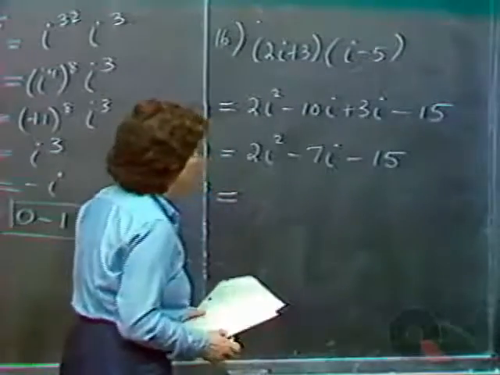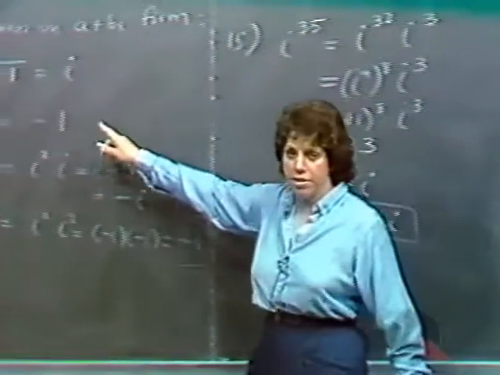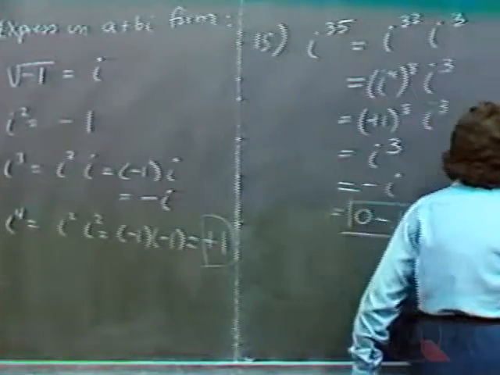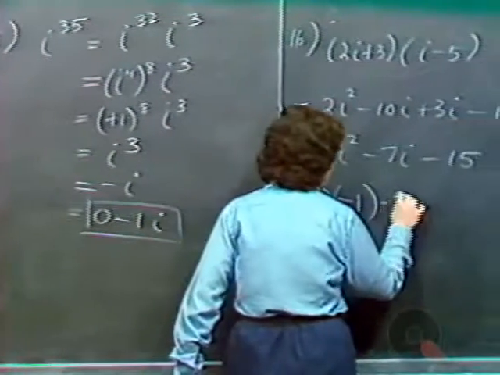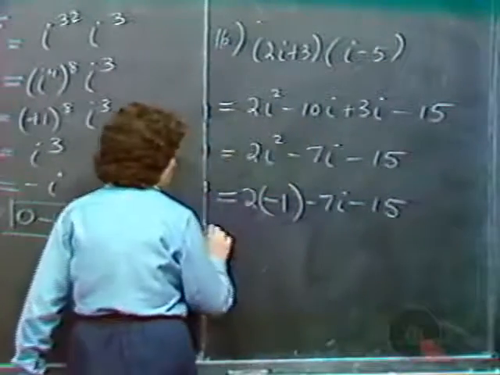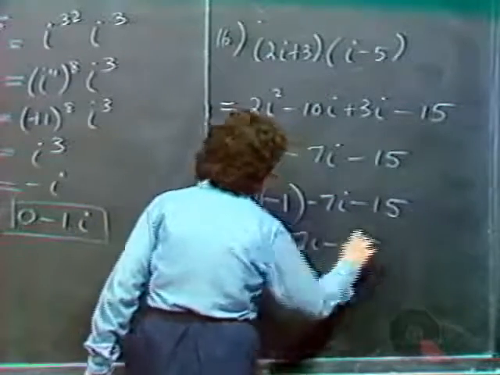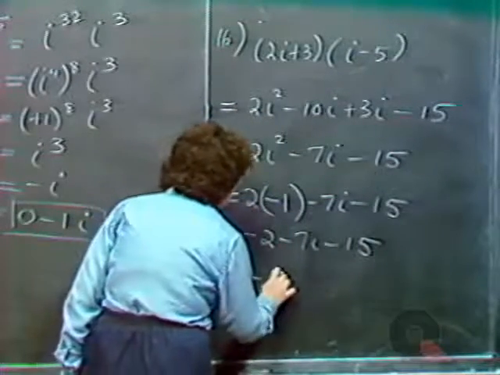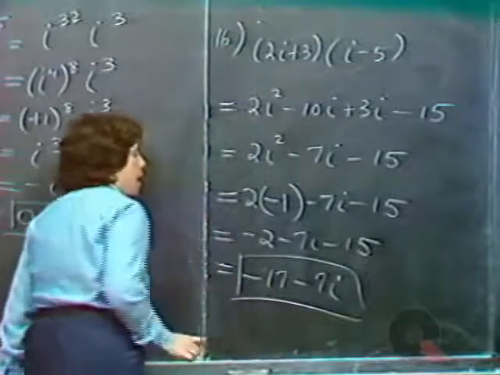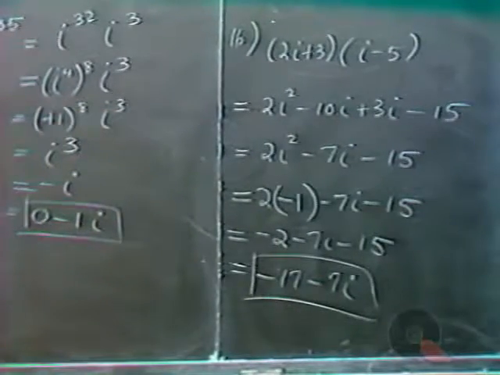Now we want to express this in a plus bi form. We have to remember that i squared is minus 1. So we have 2 times minus 1, minus 7i, minus 15. Minus 2, minus 7i, minus 15, or minus 17, minus 7i. It is now in a plus bi form. And that brings us to the end of this tape.